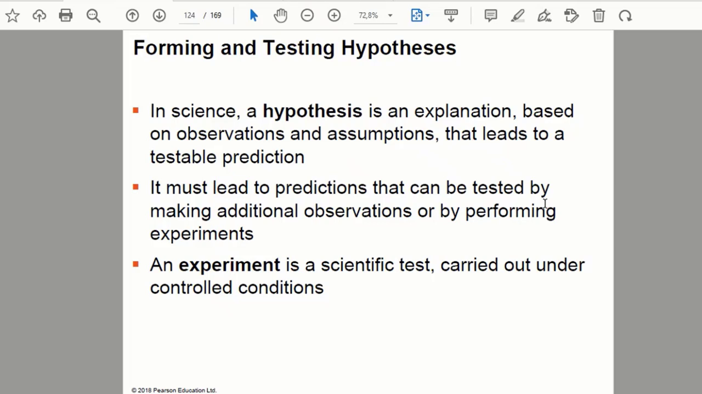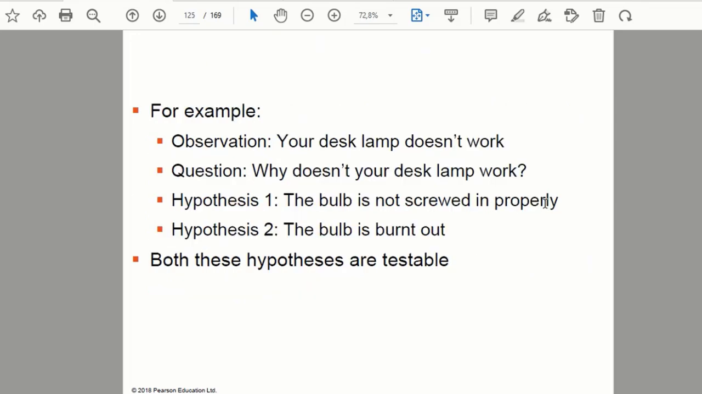So an experiment is a scientific test carried out under a controlled condition. Control condition is just the fact that you're going to be able to say there's what is happening on the left, there's what is happening on the right, and then there's the control, the neutral position. That's what you mean by experiment.